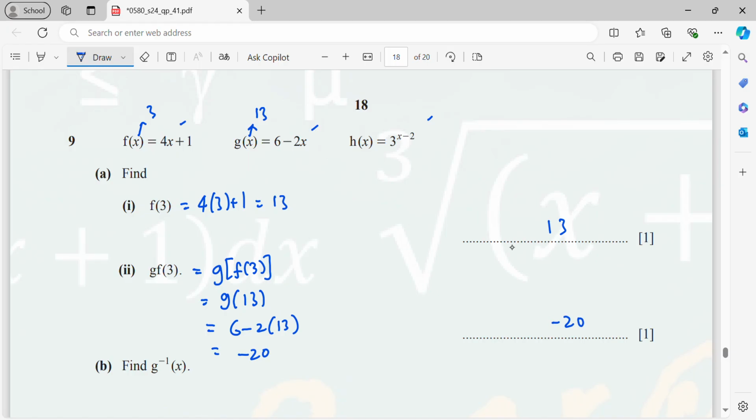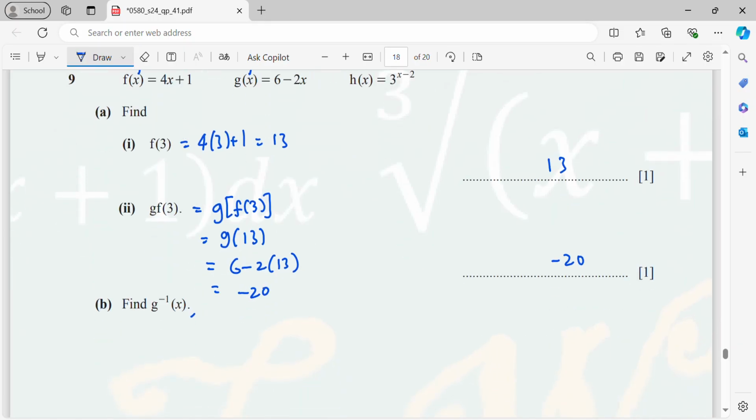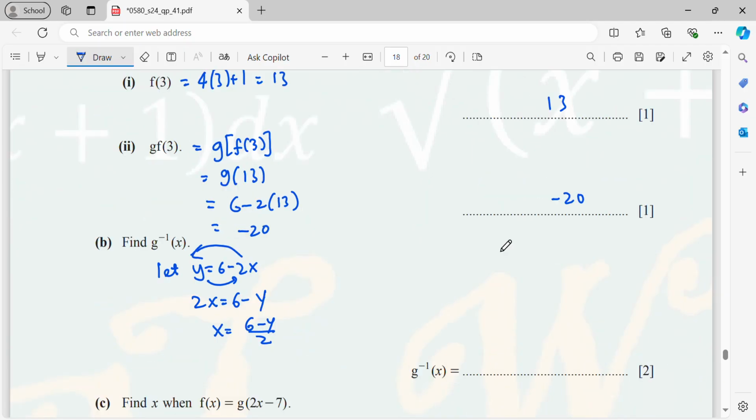Now part B, find the g inverse. Whenever you need to find g inverse, let the original function be y first. So y equals 6 minus 2x. Now make x the subject. Move the 2x to the other side and the y to the right side. So 2x equals 6 minus y. That means your x is (6 minus y) divided by 2. And hence, your g inverse of x equals (6 minus x) divided by 2.